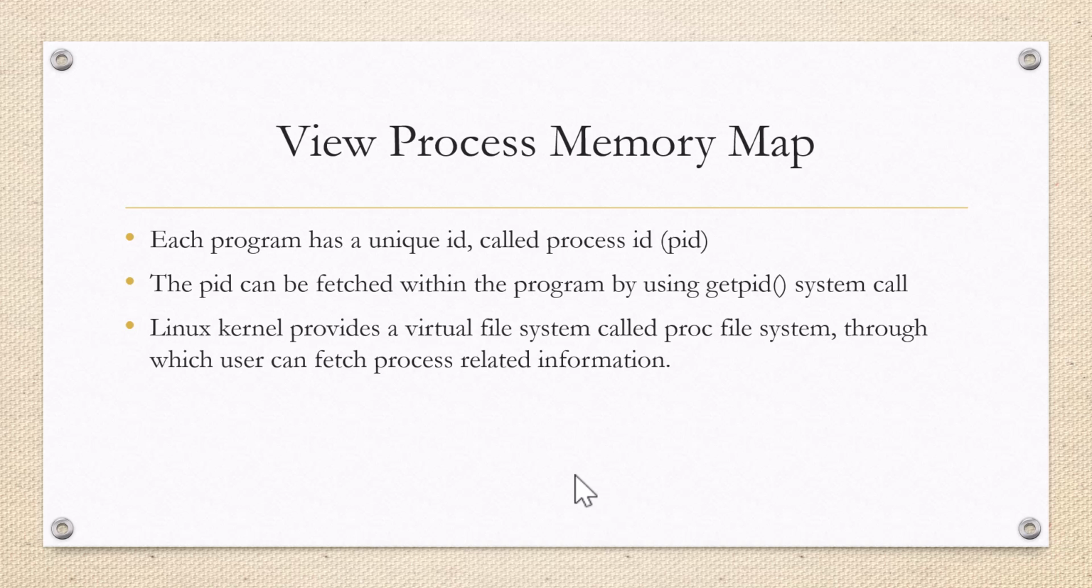Linux provides a virtual file system called the proc file system, through which a user can fetch process-related information. So we will be looking at how this process-related memory layout is fetched from memory in a Linux environment.